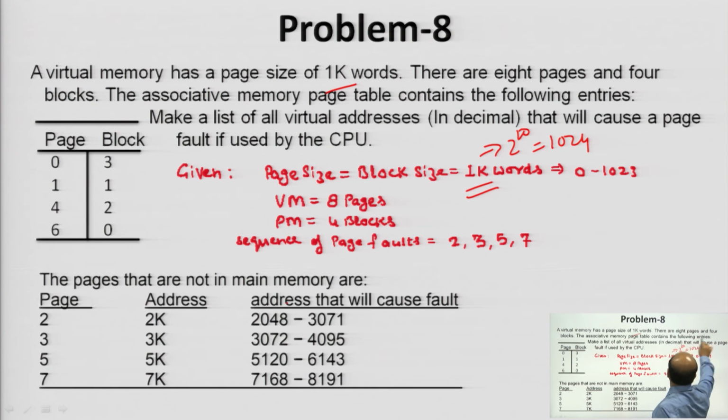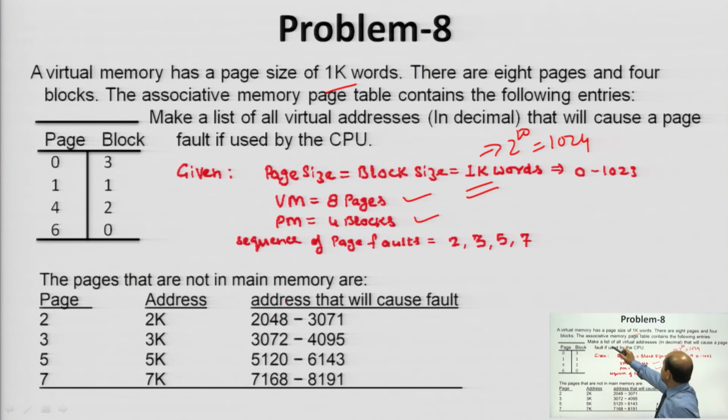Now, there are 8 pages and 4 blocks. So, virtual memory equals 8 pages and physical memory will be equal to 4 blocks, because virtual memory is divided into a number of pages and main memory is divided into a number of blocks. That is why 8 pages are assigned to virtual memory and 4 blocks to memory space. So, at a time only 4 pages can reside in blocks, that we can understand.